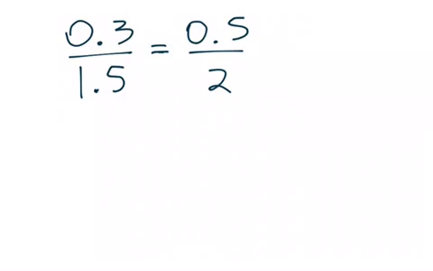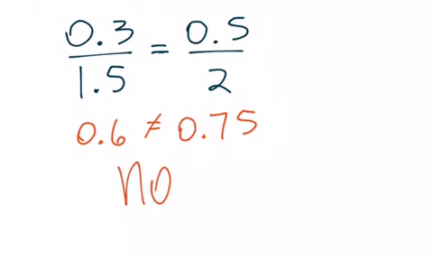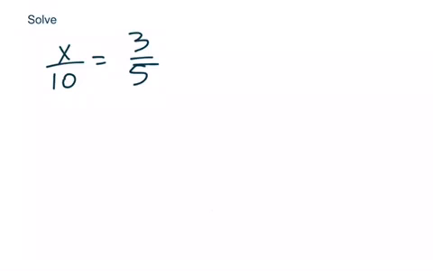Good answer. Because when we cross multiply here, you multiply the 0.3 times 2 and you should get 0.6. And then for the other one, 1.5 times 0.5, we get 0.75. So we don't get the same thing, so this does not form a proportion. So of course, no, this is not a proportion. Okay, so that is when we are trying to figure out whether we actually have a proportion.